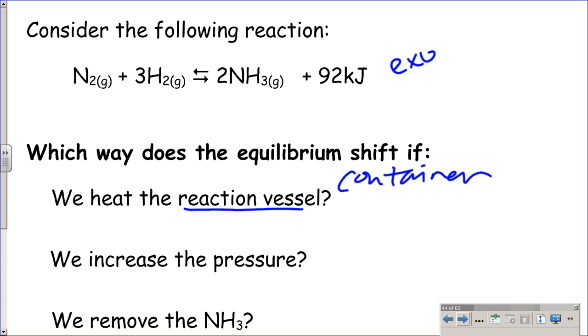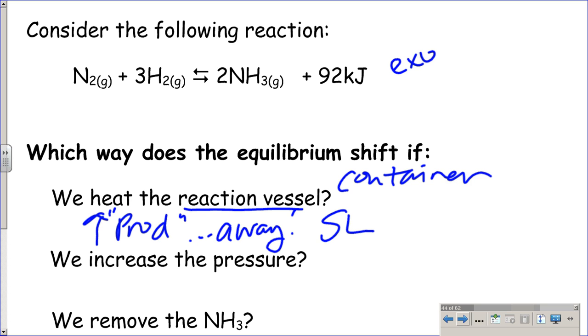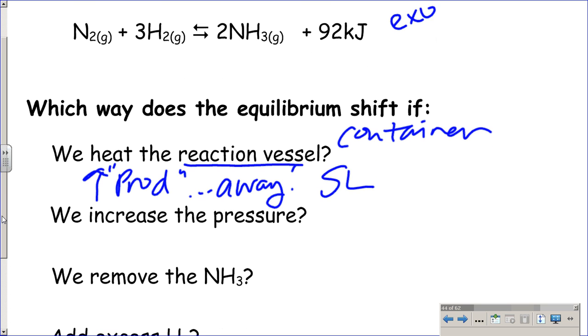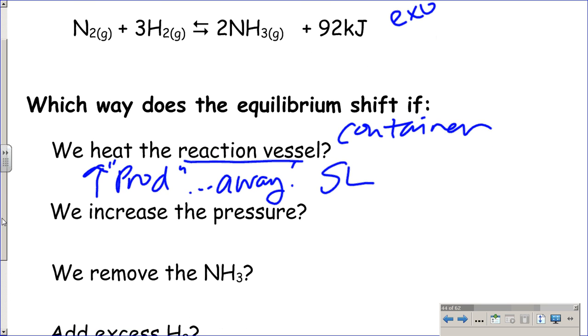Raise your hand if you say shift right. Thank you. Shift left. Okay. Because if you increase heat, you're increasing a product, and I say product in quotes because it's not really a product, it's just there. So increasing a product, you need to shift away from products because now you have too many products. That's why you have to shift back to the left. Increasing pressure. What do you need to do right now before we can answer this question? Yeah?